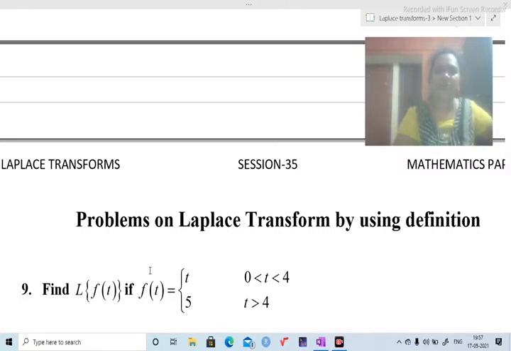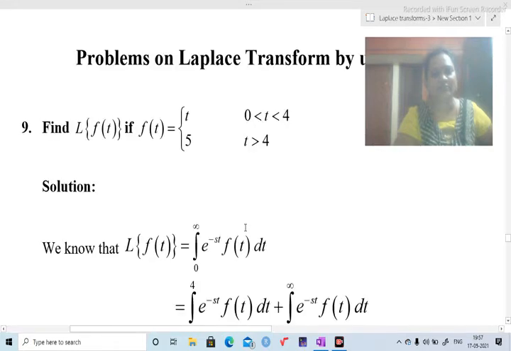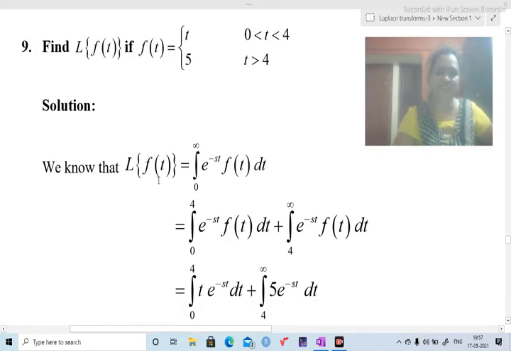Now we are going to find the Laplace transform of a given function by using its definition. Observe the next question. Find L of f of t if f of t equals t when 0 less than t less than 4, and 5 when t is greater than 4. This is the definition of the Laplace transform, that is L of f of t equals the integration from 0 to infinity of e power minus st f of t dt.